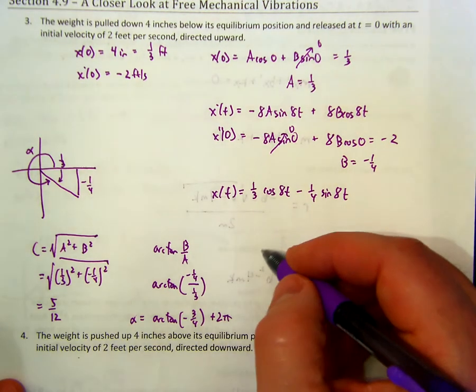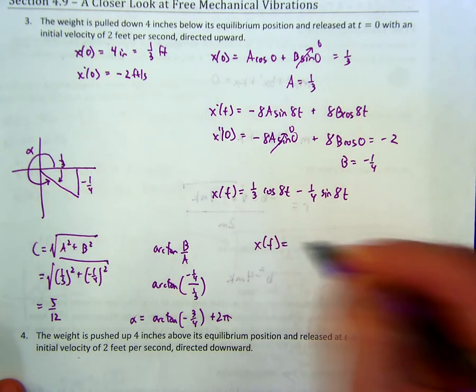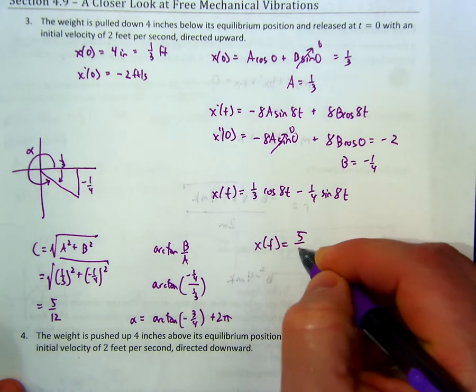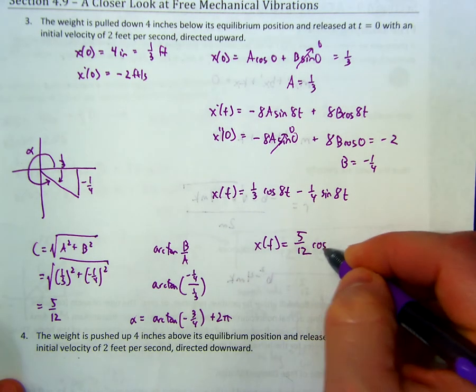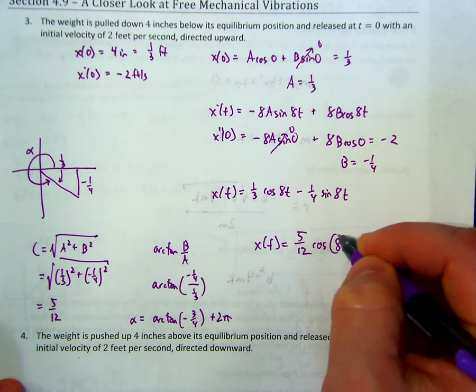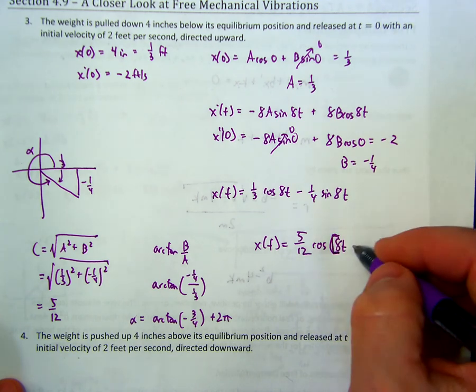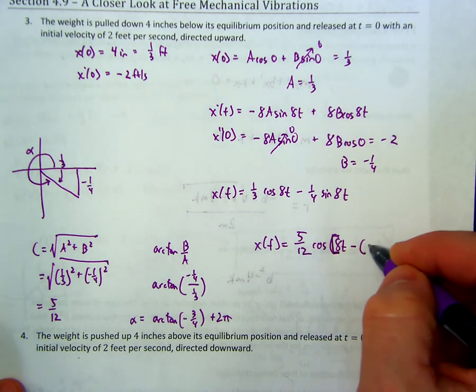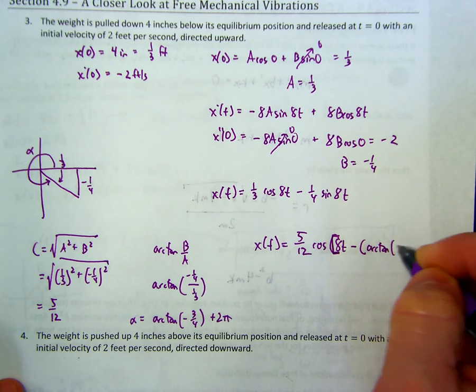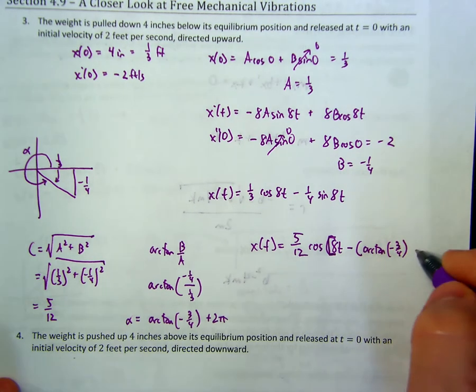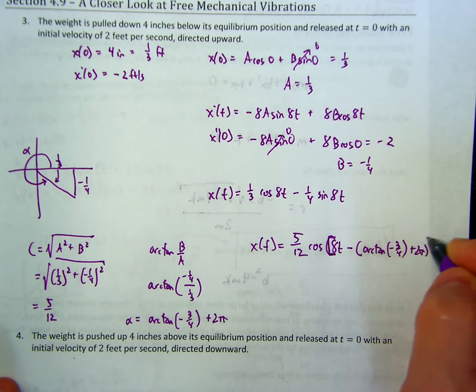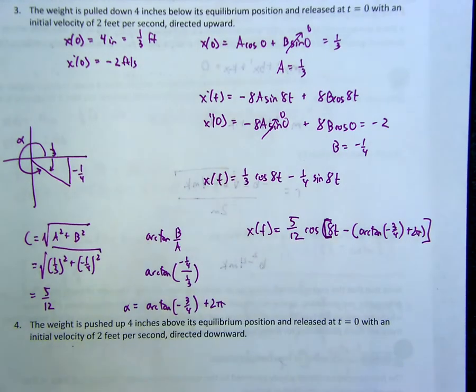So in this case, then, x of t will be the c, which is 5/12 cosine of omega t minus, and then our alpha is arctangent of negative 3/4 plus 2 pi. I'm going to leave the frequency, amplitude, period, and time lag for you. Those are pretty straightforward. The only one that's actually different is the time lag on this one.